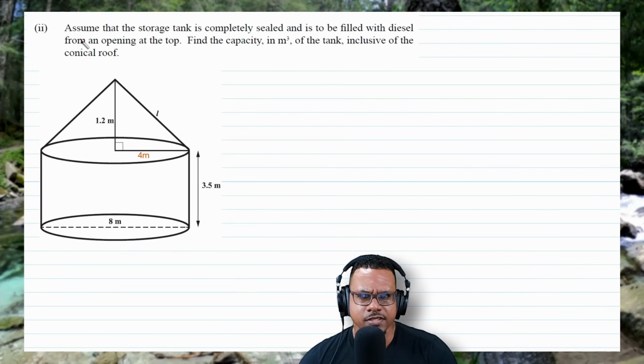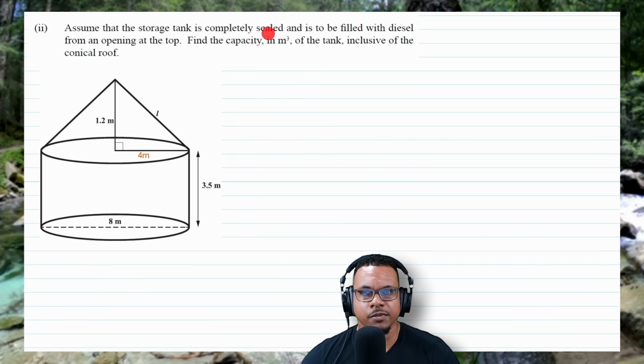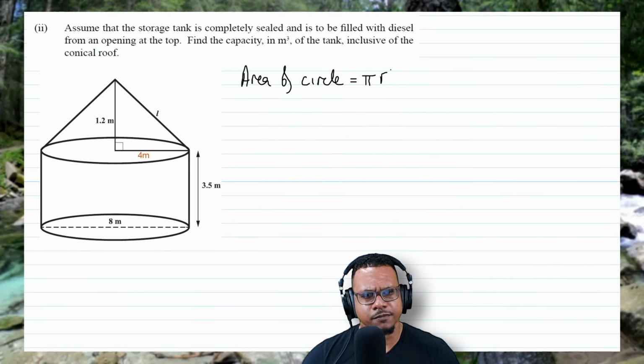Now for part 2 of this question, we're going to assume that the storage tank is completely sealed and is filled with diesel from an opening at the top. Find the capacity in meters cubed of the tank inclusive of the conical roof. So basically what we want to do is find the volume of the cone and also the volume of the cylinder and add it together. Just remember the base of the cone is this circle. So what we can do is find the area of the circle first. The area of the circle is equal to pi times r squared.